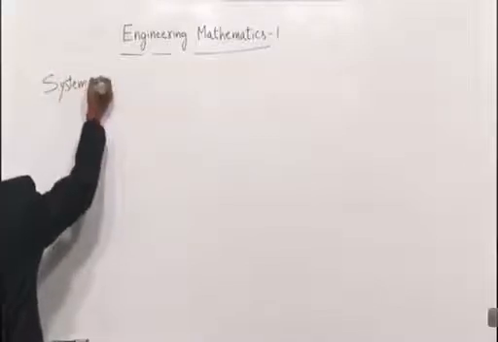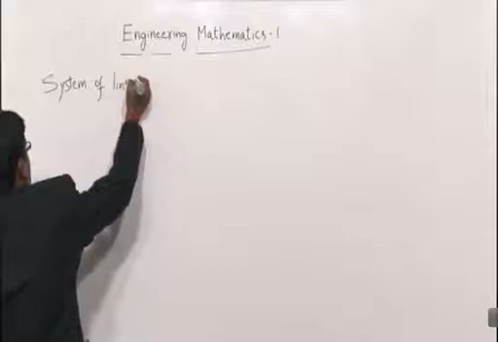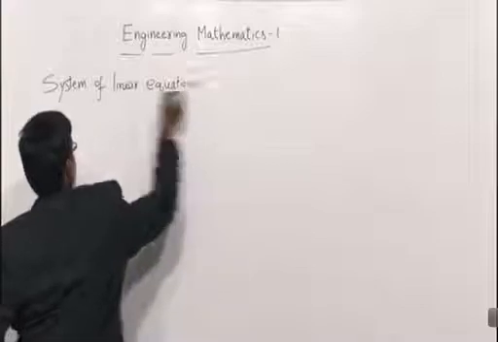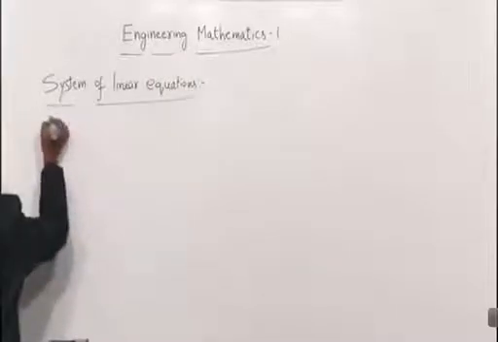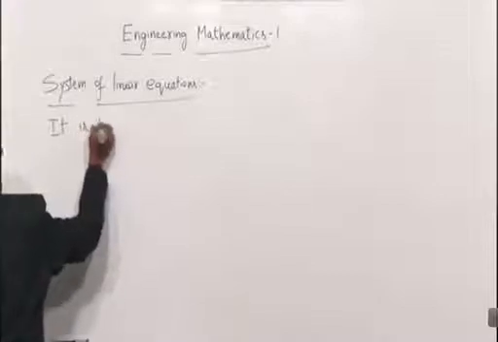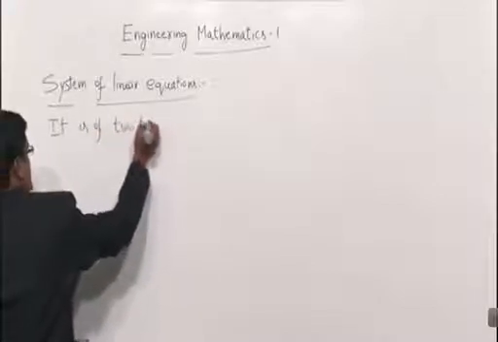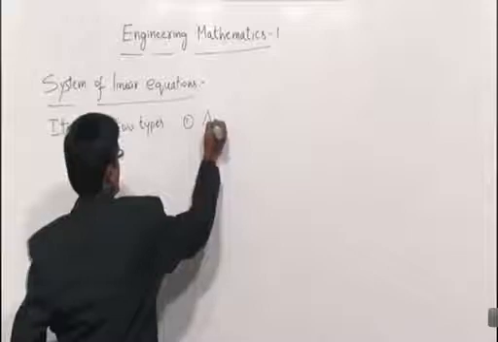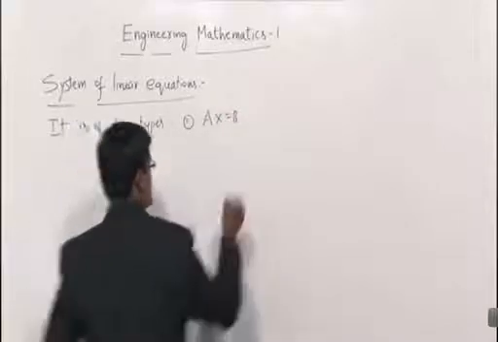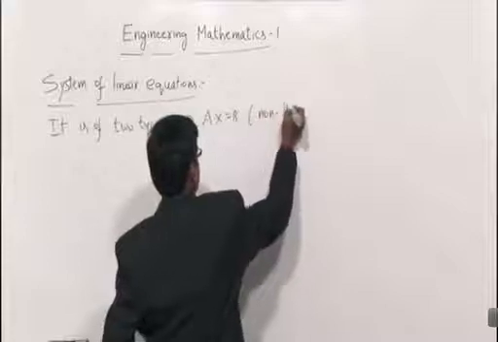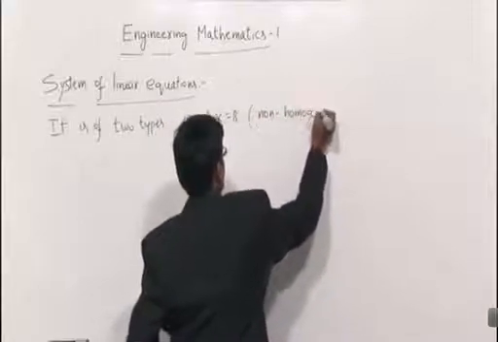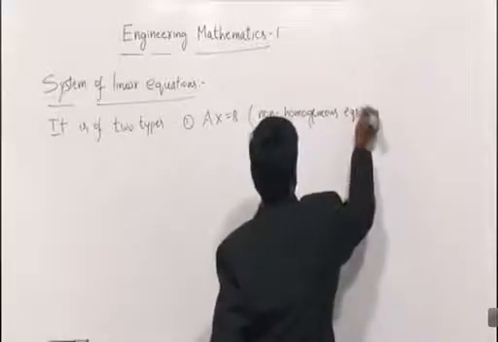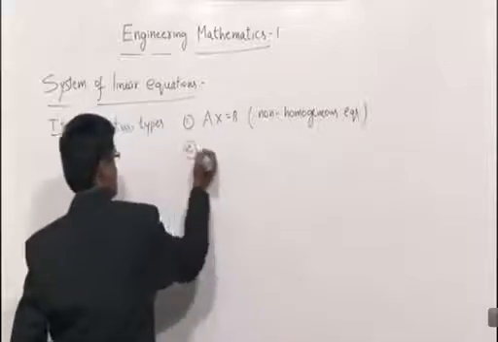A system of simultaneous linear equations can simply be written as linear equations. It is of two types. One, Ax = B, which I already showed you in the previous example. This is called a non-homogeneous equation, that is, at least one right side of the given equations is non-zero. EQS stands for equations.